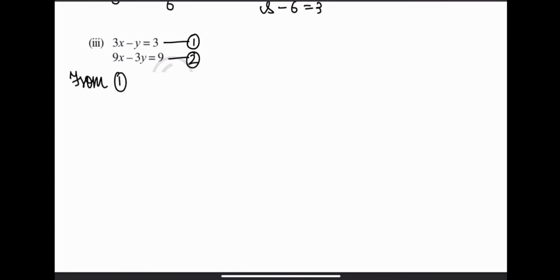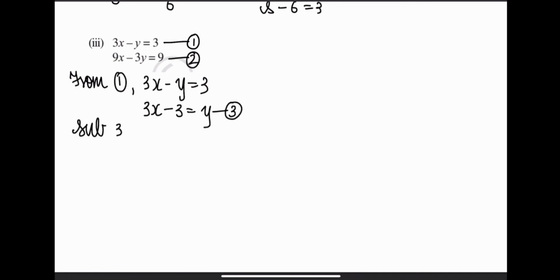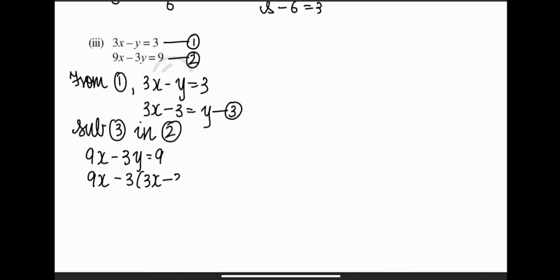From equation 1, since the coefficient of y is equal to minus 1, we'll take y to the other side. Now we substitute this value of y in the second equation. Now this is a really important sum, at least from the exam point of view. Now we know 9 = 9.